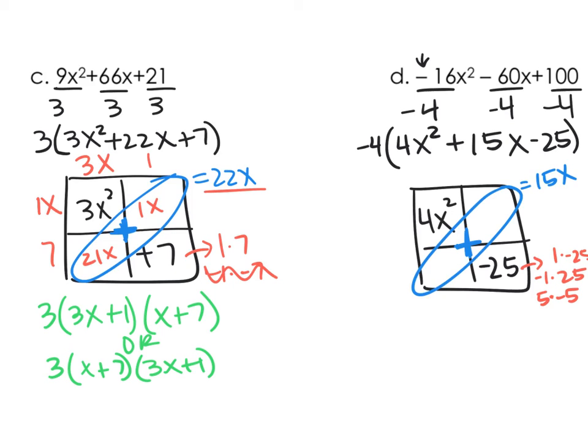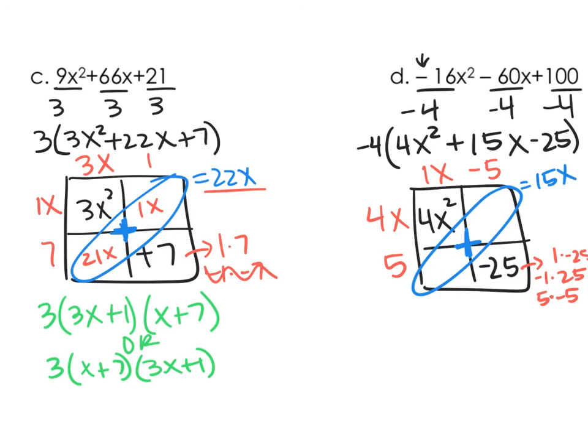Let's try, and I also need to multiply to be 4x squared. So, let's see, 4x squared would be a 4x and a 1x. Or if that doesn't work, we can always switch to 2x and 2x. I like this negative 5 and positive 5 option. Let's see if it works.